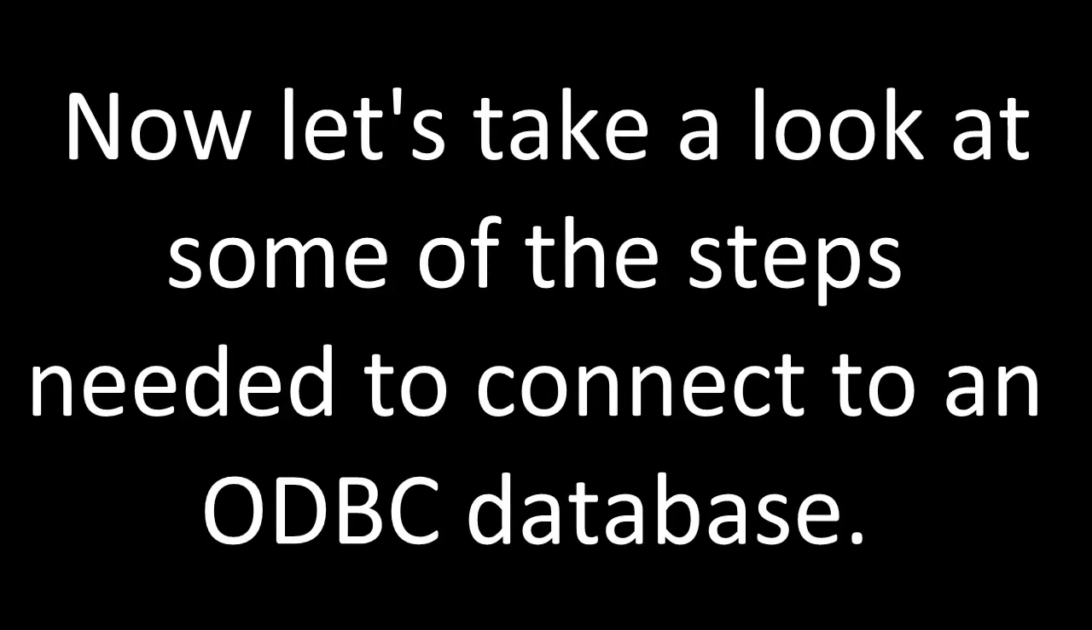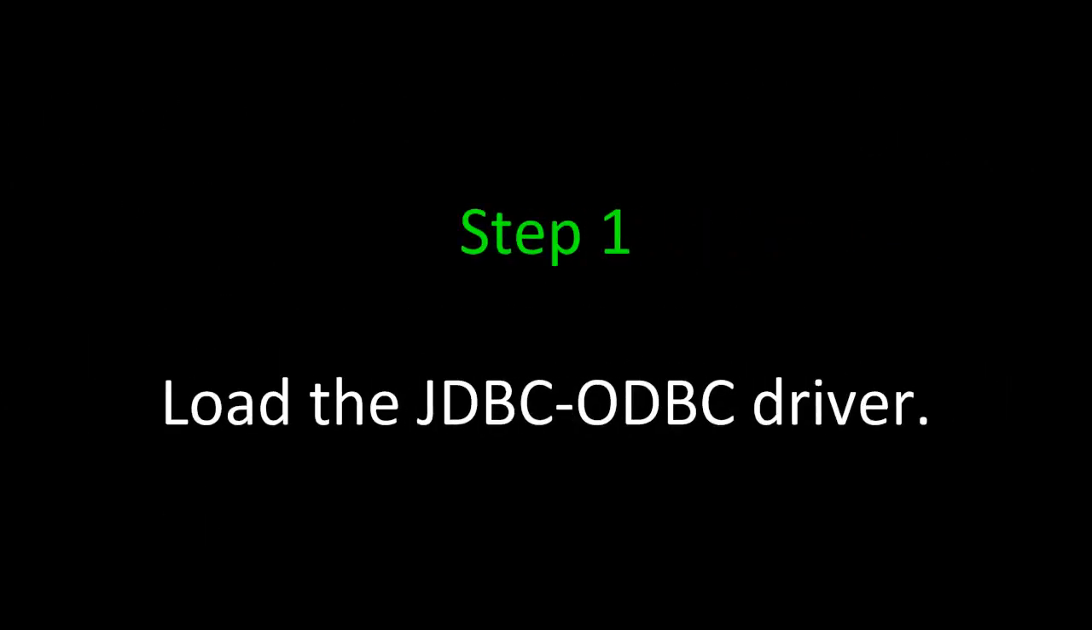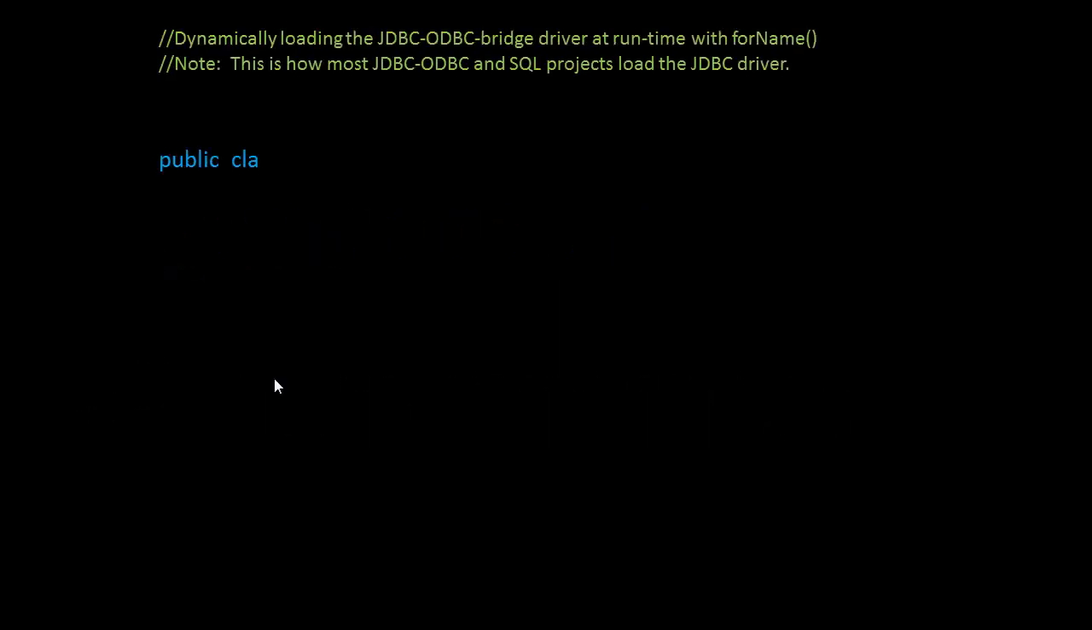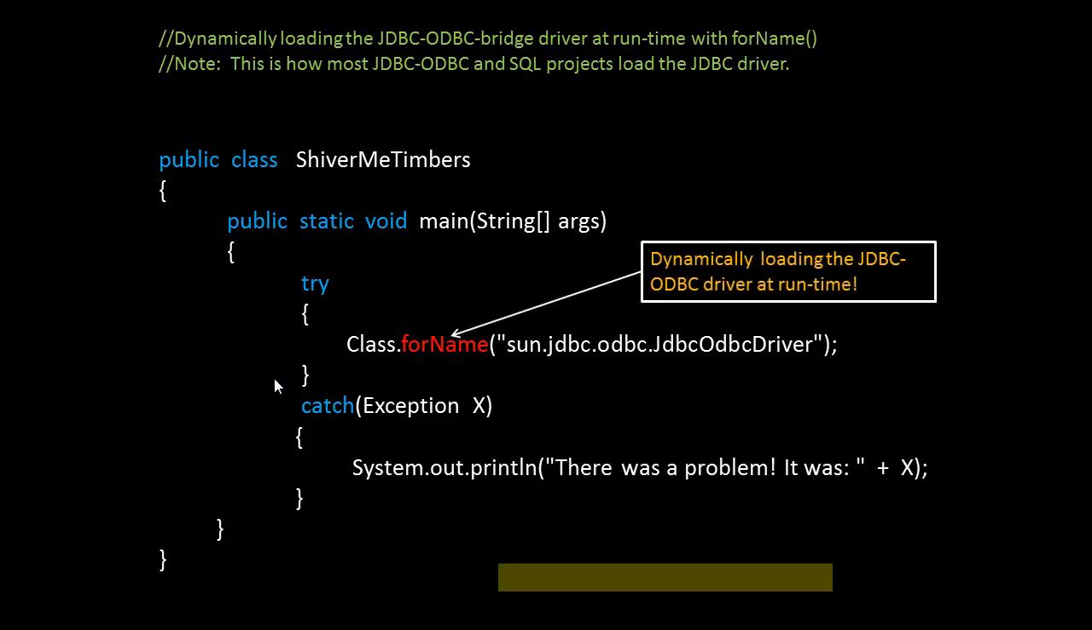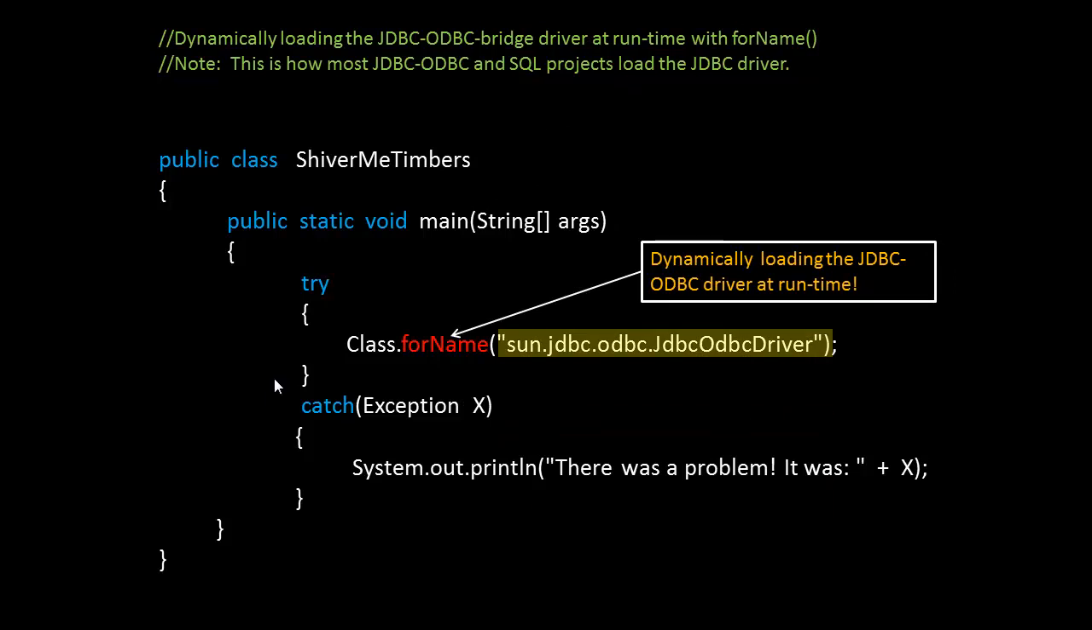Now let's take a look at some of the steps needed to connect to an ODBC database. Step 1. Load the JDBC ODBC driver. Take a look at the following code. Here we're dynamically loading the JDBC ODBC bridge driver at runtime with the forName method. This is how most JDBC ODBC and SQL projects load the JDBC driver. In this case, in our class, we call the forName method to dynamically load the JDBC ODBC driver at runtime.